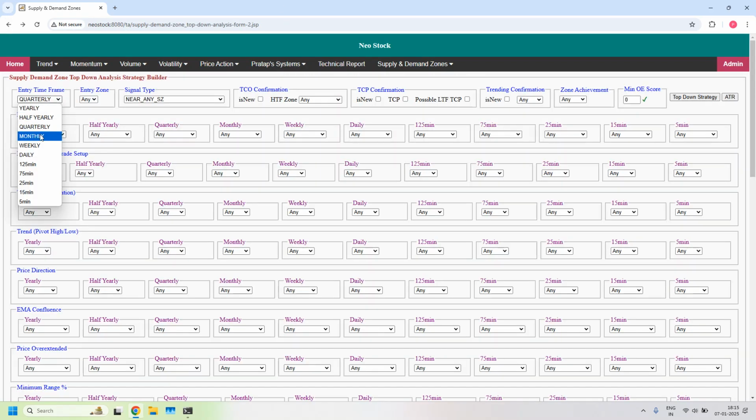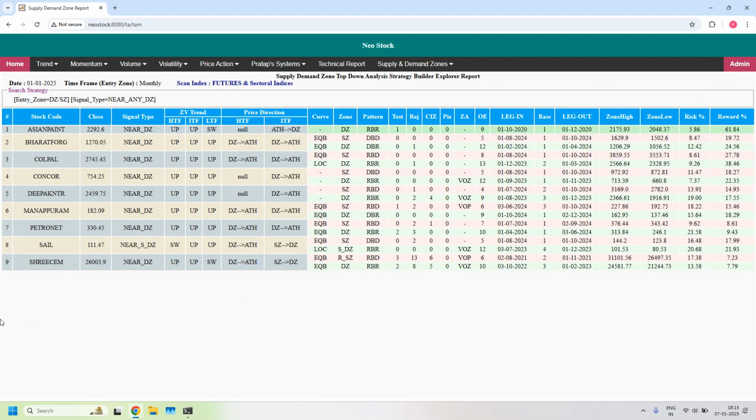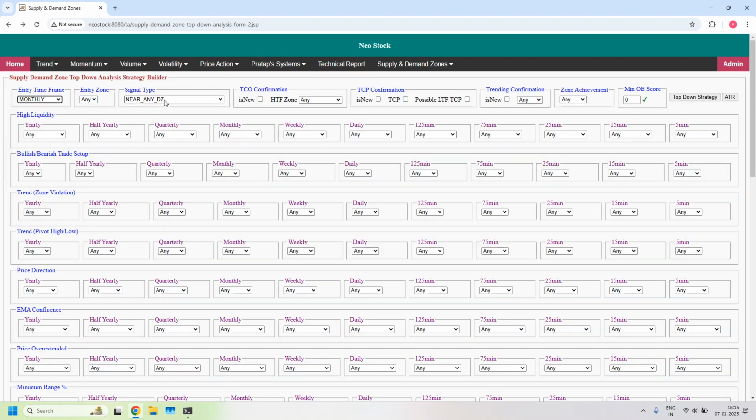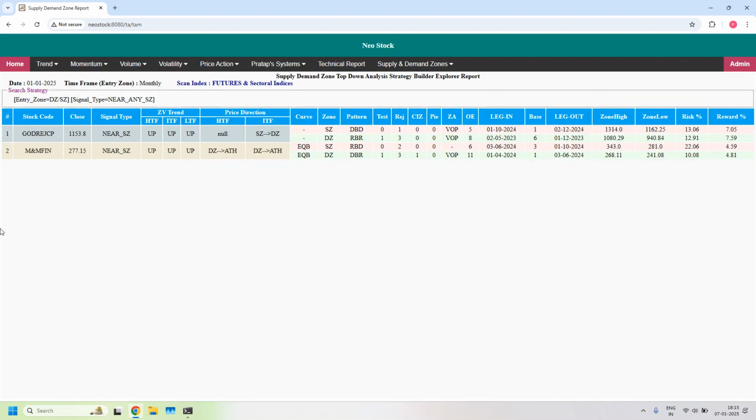Next time frame is monthly. Stocks near monthly demand zone. 9 stocks are filtered. Next, monthly time frame. Stocks near monthly supply zone. 2 stocks are filtered.